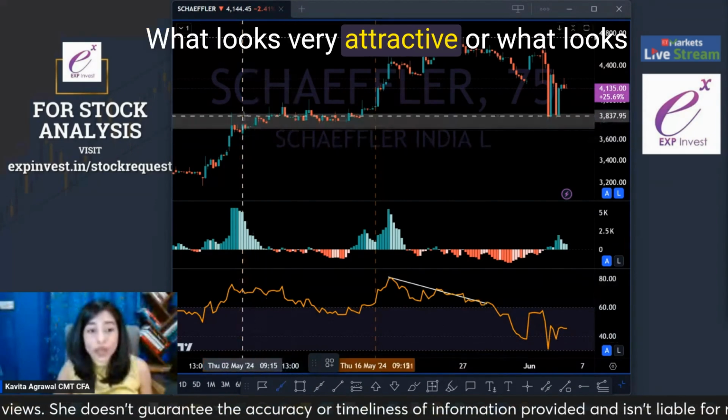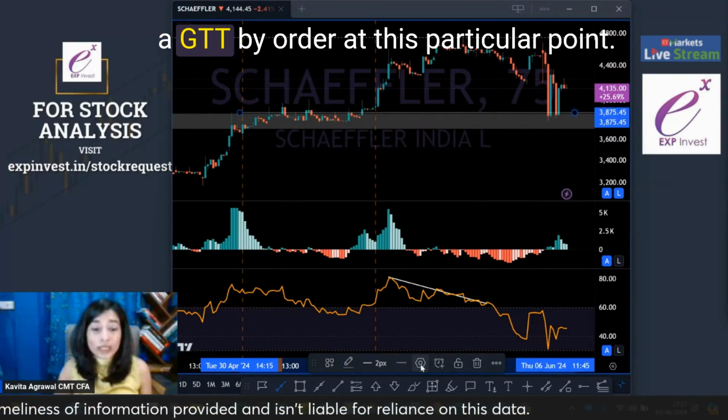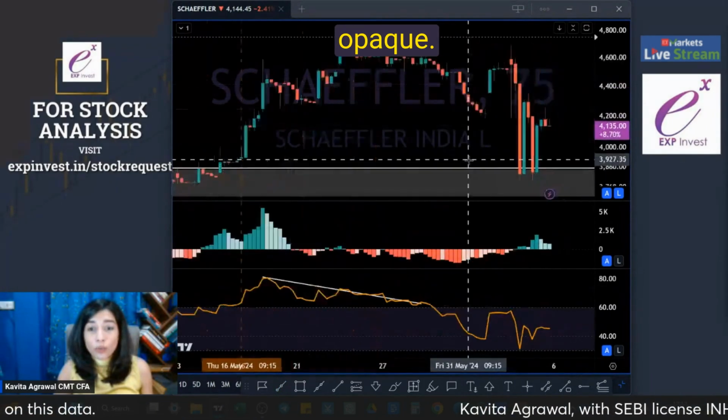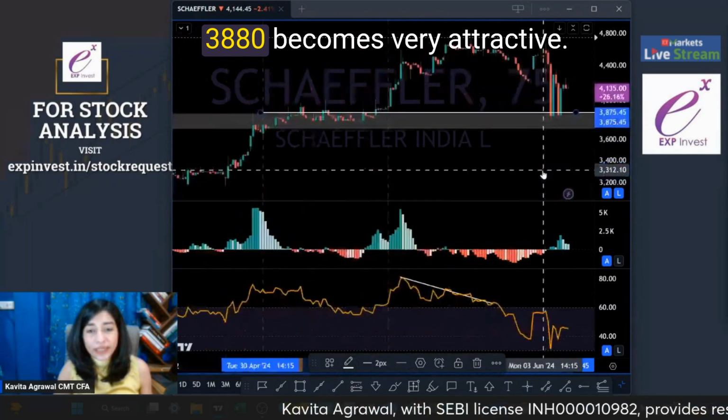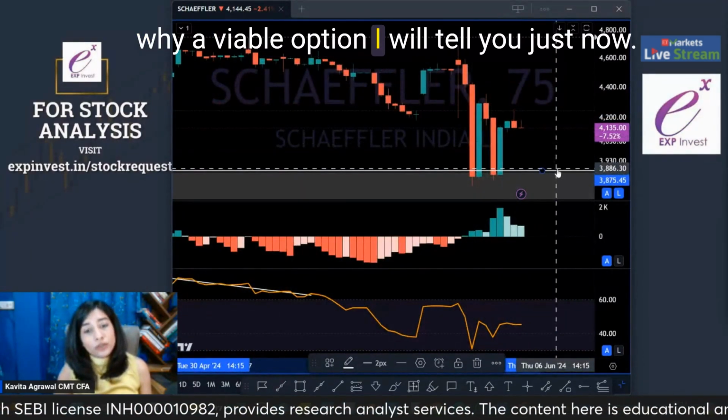What looks very attractive or very doable here is setting an alert or a GTT buy order at this particular point. So I'm just going to make this line completely opaque so you can see this white line. 3880 becomes very attractive. Why this becomes very attractive and why a viable option, I will tell you just now.